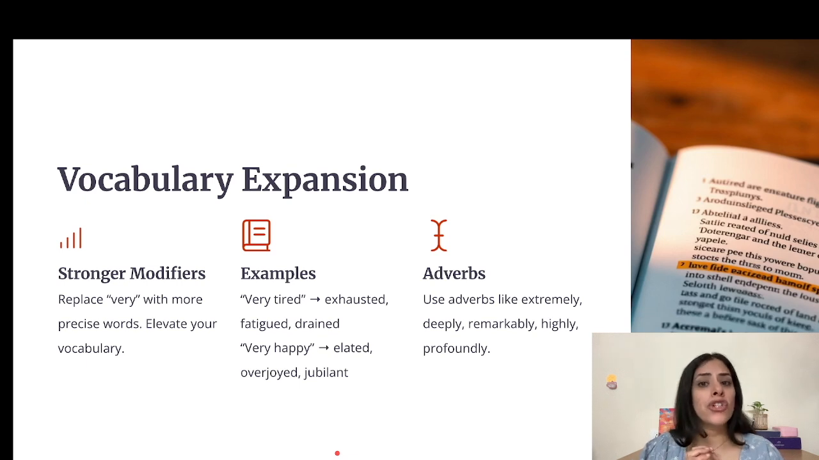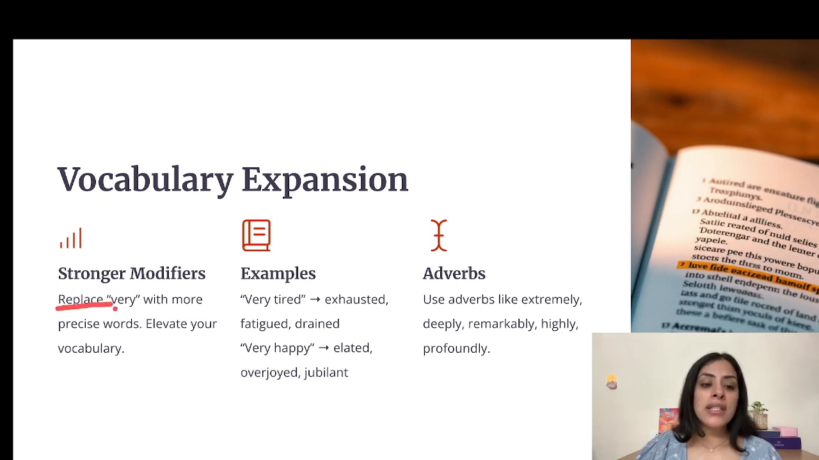Now we come to section 2 of this video. Till now we understood how to make our language more formal, but now we are going to understand that once our language is formal, what to do next. We still have to level up, right? In order to get your desired score, your vocabulary should reflect the range of words which you know. So there are some methods which we are going to learn.